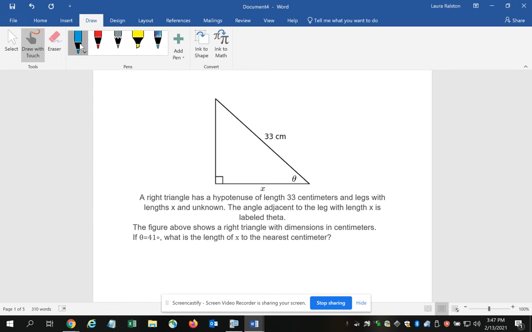Now, that's a lot of words, but the nice thing is they do give you the picture. It may help you to actually draw the picture on your paper and maybe even label things. The hypotenuse, we're told, is the 33 centimeters, which is already labeled in the drawing. And we have legs, one of which is labeled x, and the other leg is simply called unknown in this scenario, which means we don't know what it is. It tells us that the angle adjacent to the leg with length x is theta, and that angle measures 41 degrees.